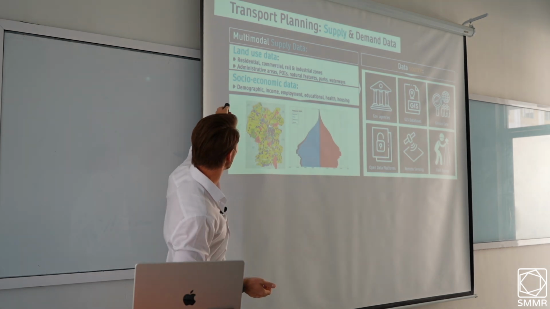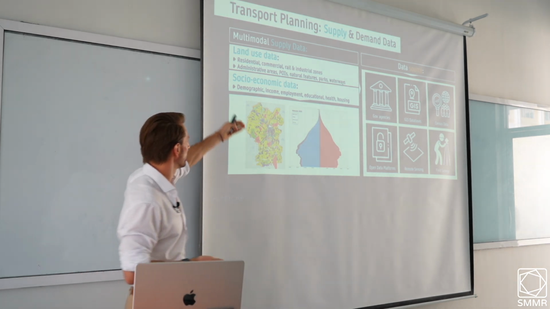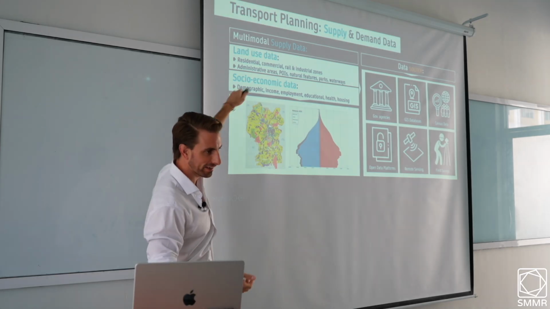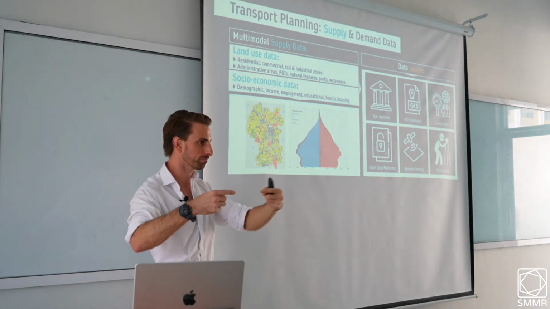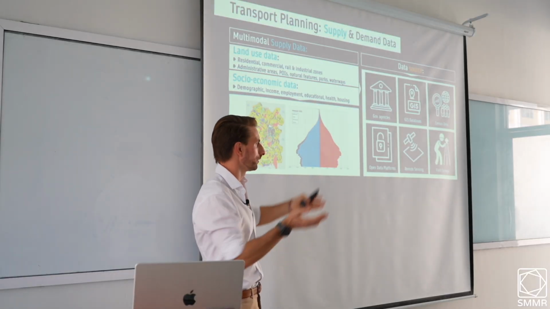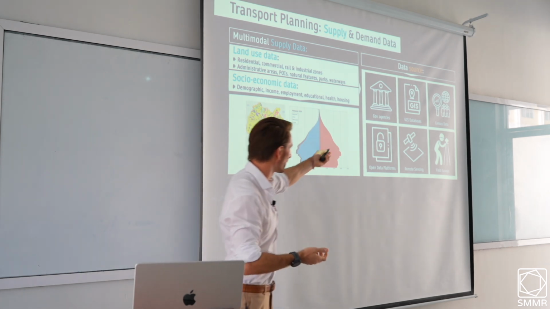And you also have socioeconomic data that is very necessary for planning. So data on demographics, income, employment, education, etc. And this is supply data that you would need as a transport planner. And you get this from lots of different sources. You can get it from different government agencies. So MPWT collects a lot of data, packages it, and some of it is accessible, some of it is not. If you work for MPWT, you can probably easily access it for whatever plan you're developing.